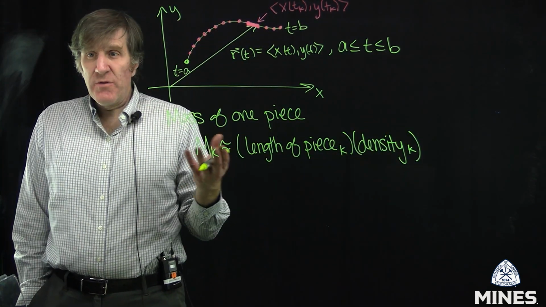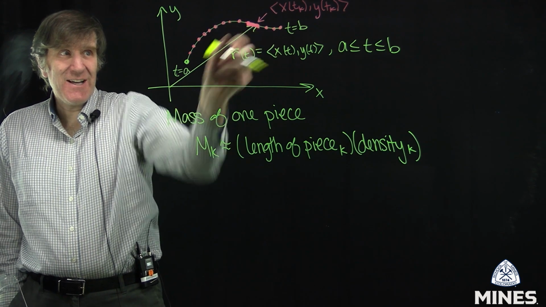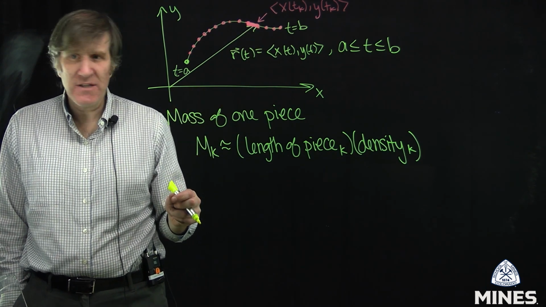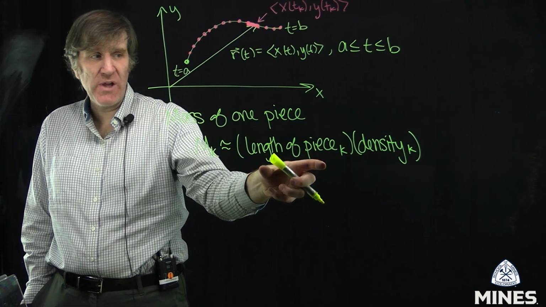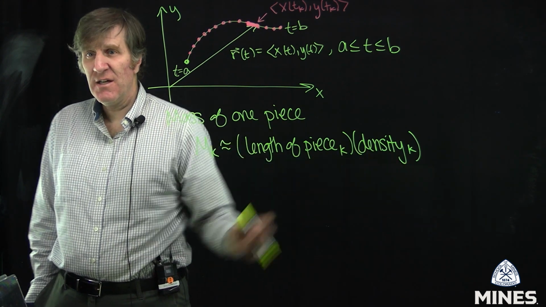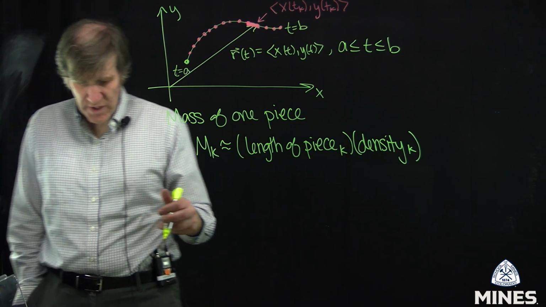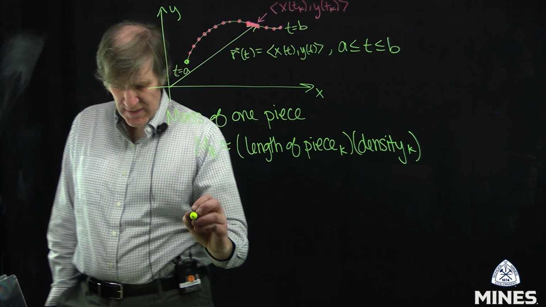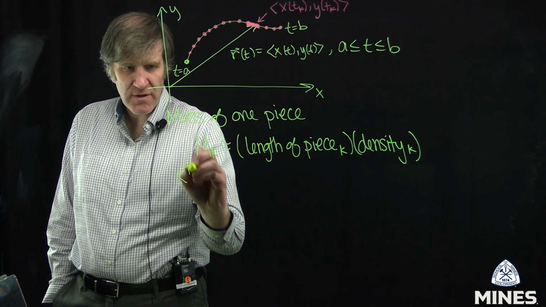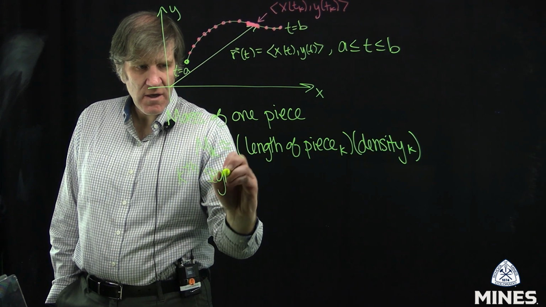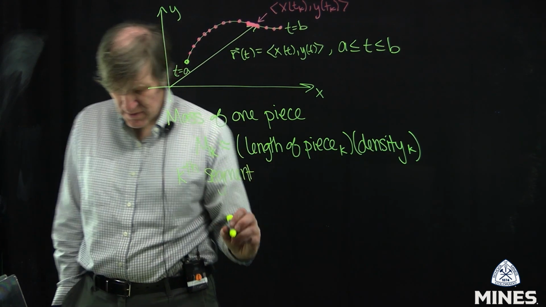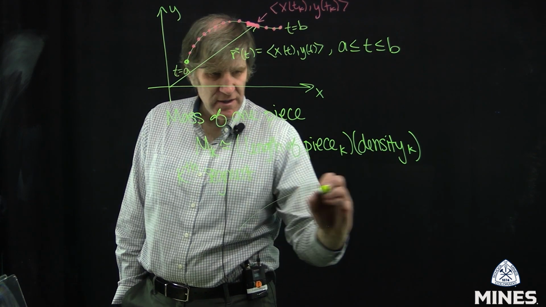All right, so we're looking for the mass of one of these pieces, this highlighted piece up here. The mass of that one piece is approximately going to be the length of that piece times the density of that piece, right? The density times the length will give us a mass. So let's zoom in at that piece. Here's going to be our kth segment of that line.